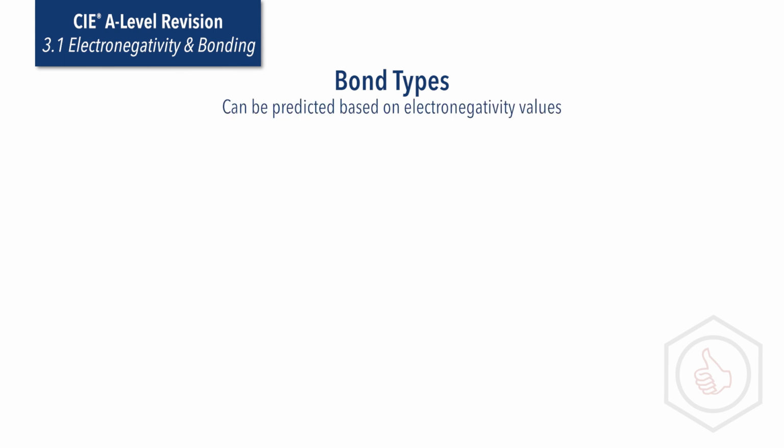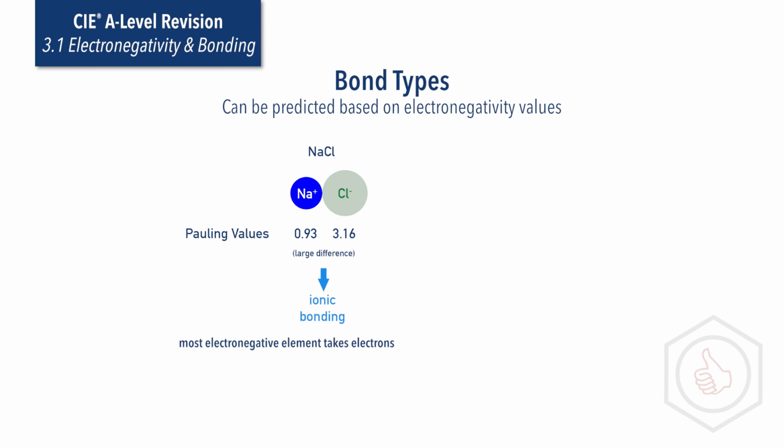We can predict a bond type by comparing the Pauling electronegativity values of two bonded atoms. If the difference is very large, typically greater than 1.7, the bond is effectively ionic. Because the electronegativity of one atom is so much greater than the other, it essentially attracts the bonding electrons towards itself and ends up taking them and becoming a negatively charged ion. The atom with the lower electronegativity will therefore lose the electron density and become a positively charged ion.